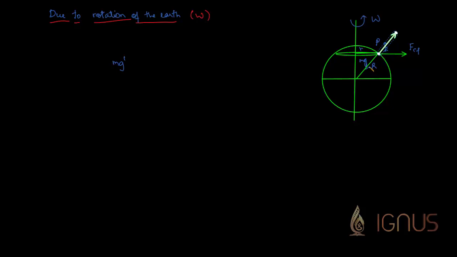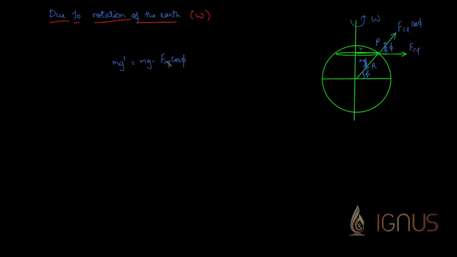So let us take the angle made by this person with the center of the earth as phi. Then even this angle will be phi because these are parallel lines. So this force will be nothing but FCF cos phi. So my mg dash will be equal to mg minus, this is the opposite force, this is in this direction and this is in the opposite direction. So mg minus FCF cos phi.